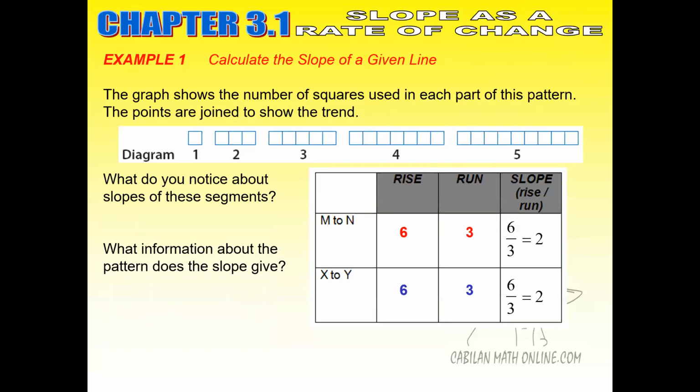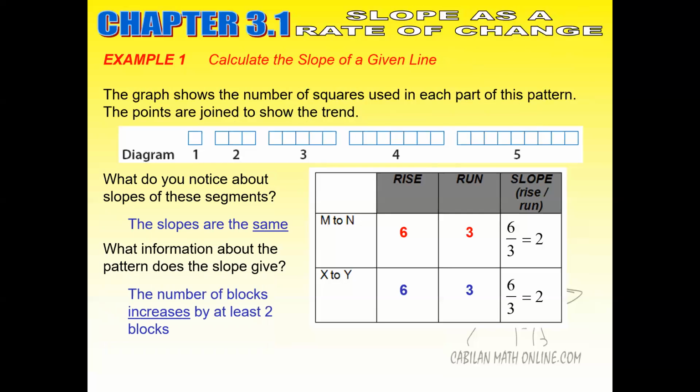As you can see, even though we have 2 different line segments, the slopes are exactly the same. So if you take a look at the number of blocks on the top of the screen there, all it tells us here is that every block here is going up by 2. So if you look at diagram 1 and diagram 2, you're going from 1 block to 3 blocks.